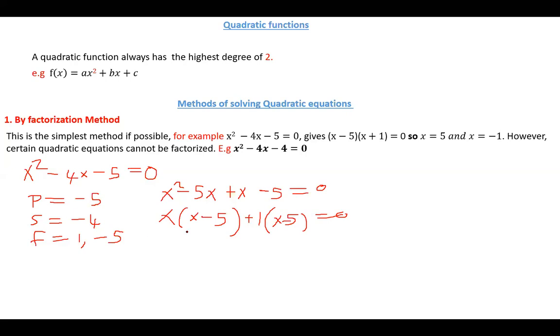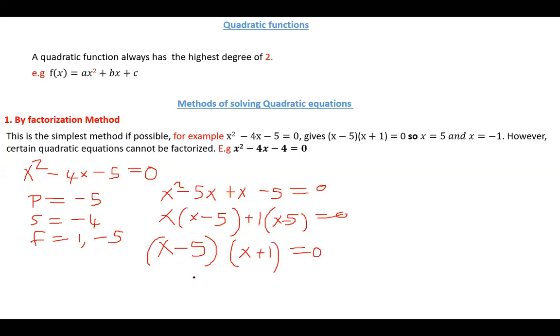So here you get what is in the brackets there, which is the factor, because you get the common factor there, sorry. And then you get the remaining ones there, x plus 1, like that, is equal to 0.